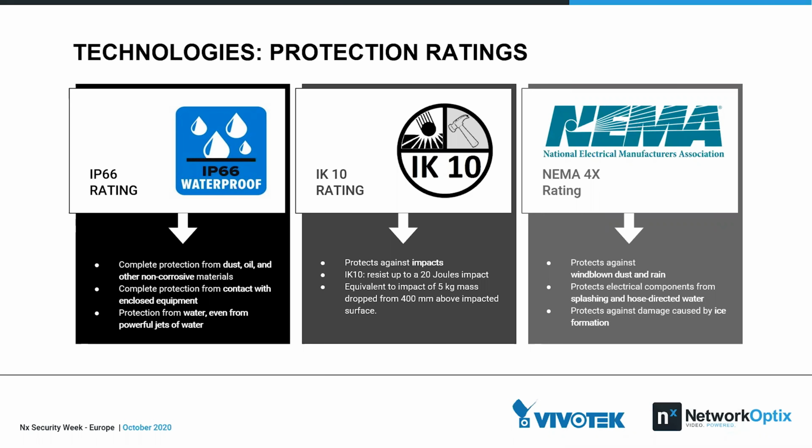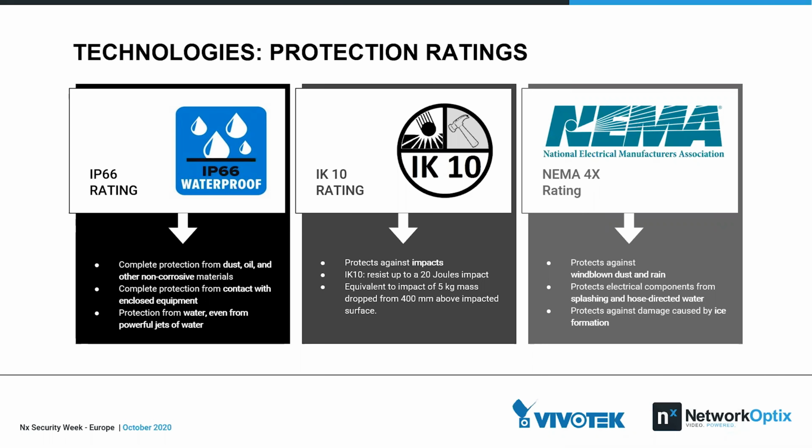Usually in the datasheet, you will see three types of ratings. The first one is IP rating. You will see most of the time IP66 or IP67. It's a rating that allows the camera to protect the camera against dust and water, mainly. So the idea is like if you put your cameras under the rain, if it's well sealed, the rain is not going to go into the camera and destroy the electronics part of the camera.